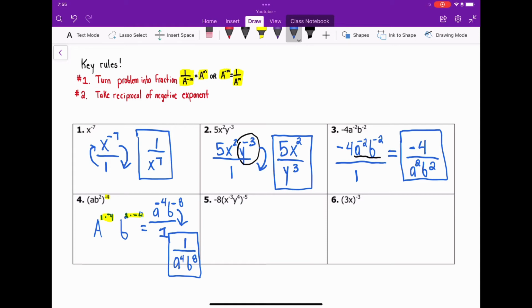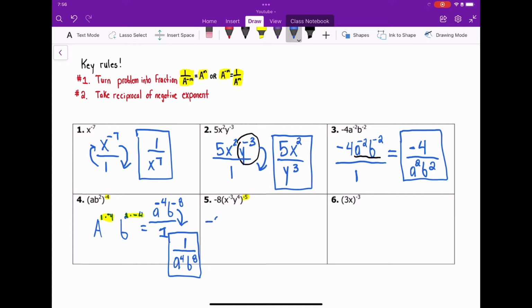Okay. Problem number 5. So number 5 is a little bit different. One big thing we need to understand is we do have an exponent of -5 on the outside of the parentheses, but that only affects what's inside the parentheses. So nothing is going to happen to -8. -8 will stay the same.